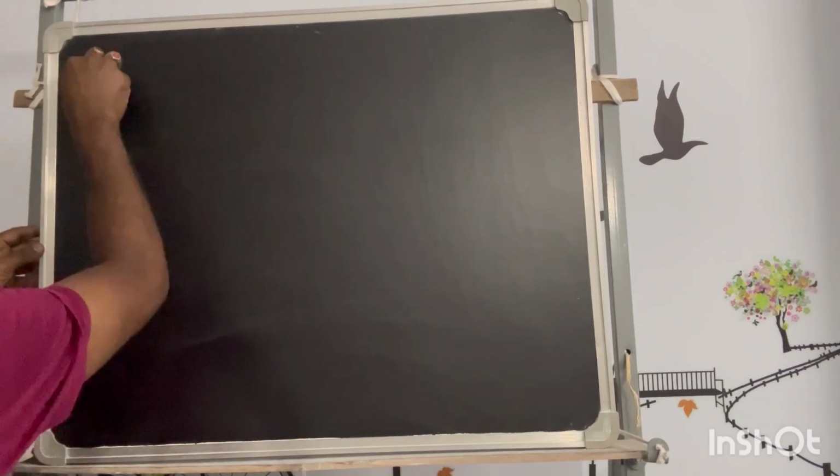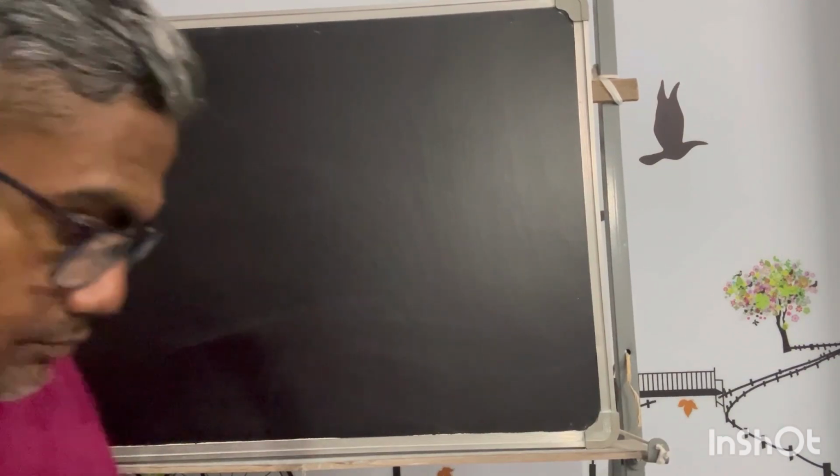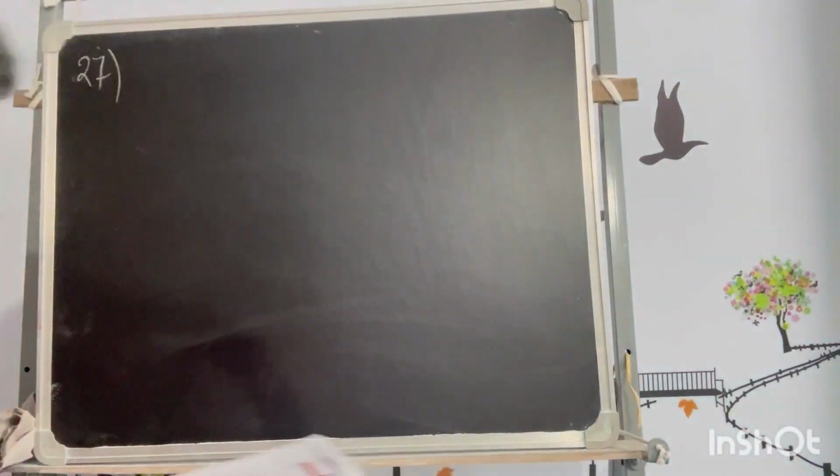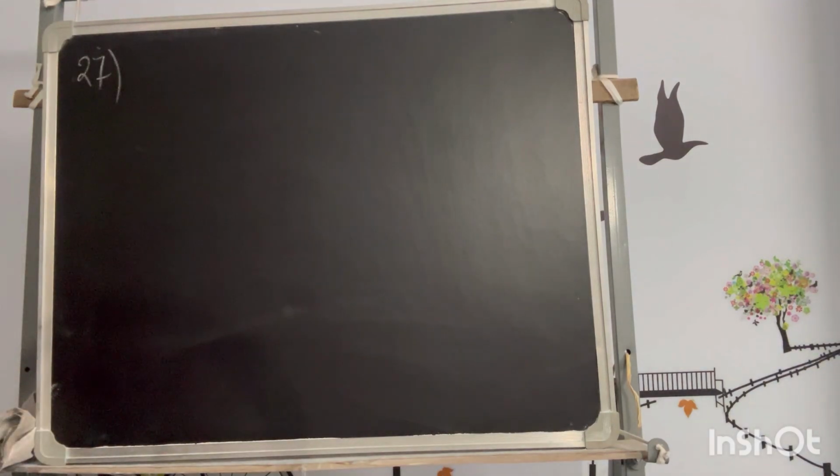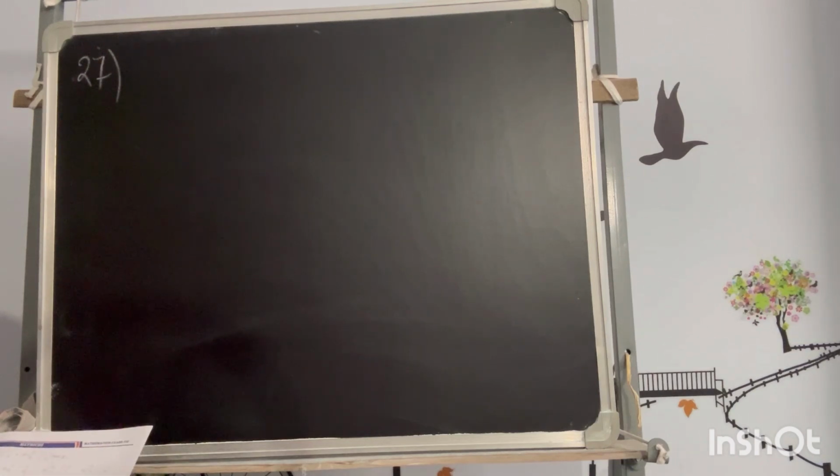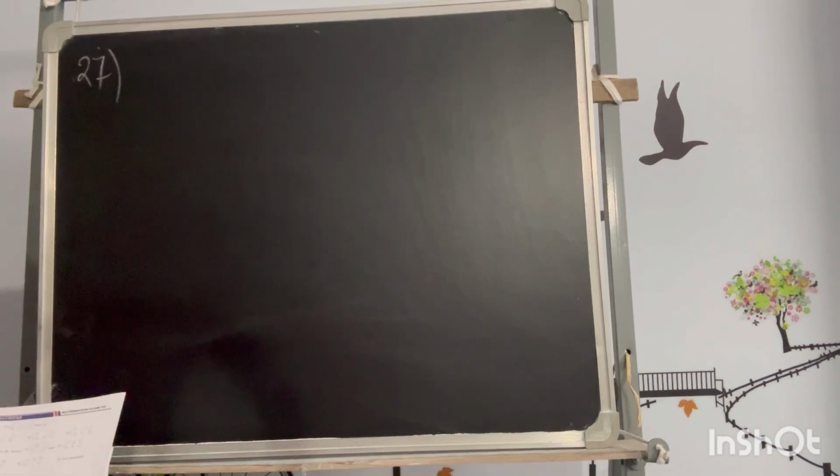27. Find the values of A and B if this is a similar kind, this is equal to 2A minus 3B, this also shows A plus B, sum of matrices, and this. Okay.